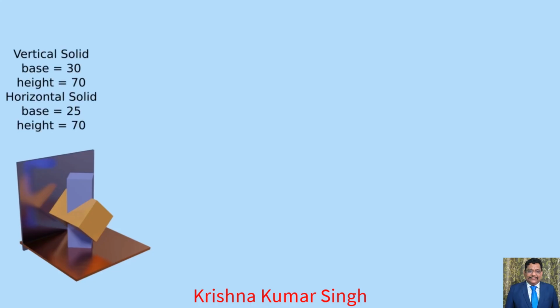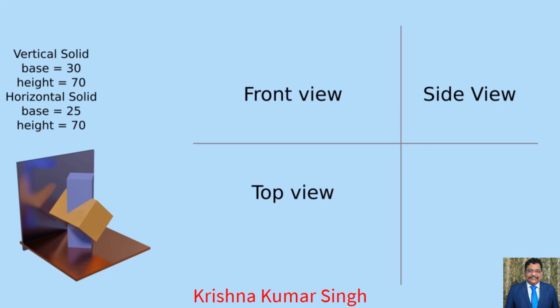Base side of the vertical solid equals 30 mm. Height of the axis of the vertical prism equals 70 mm. Base side of the horizontal solid equals 25 mm. Height of the axis of the horizontal solid equals 70 mm. Now step 1. Firstly, draw the different projections of the vertical prism, starting from the top view, then the front view and then the side view.